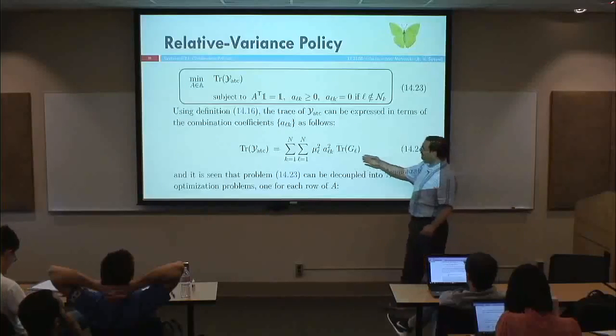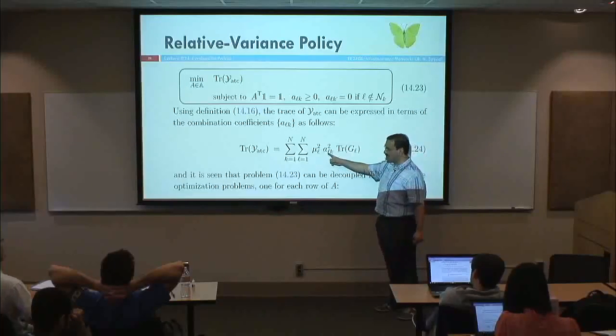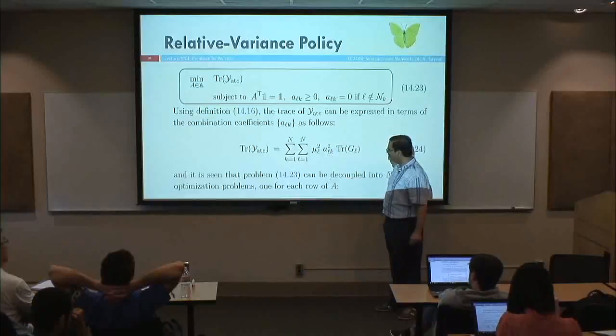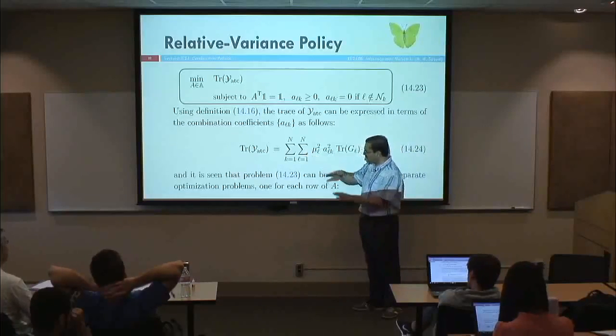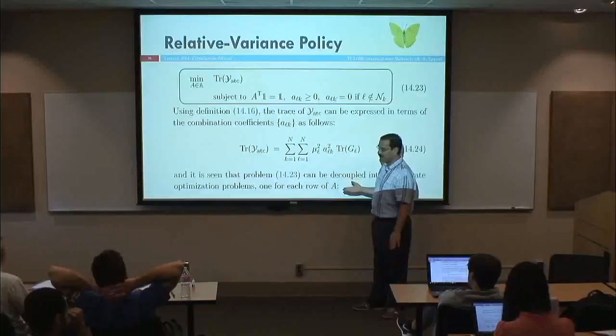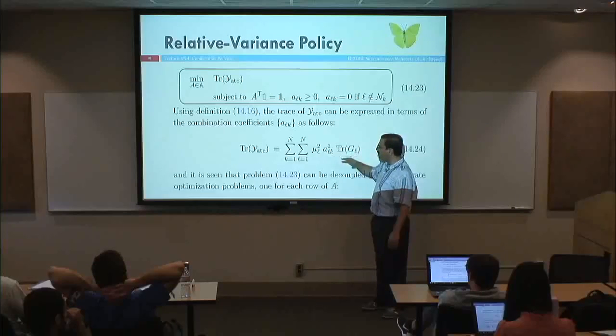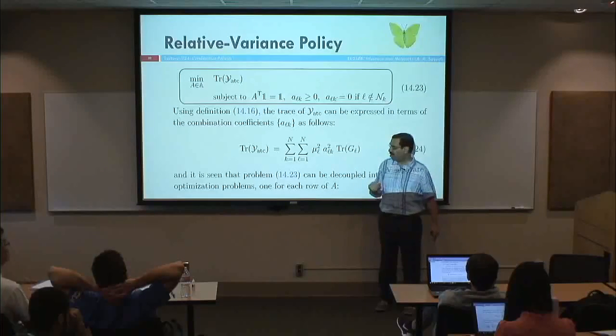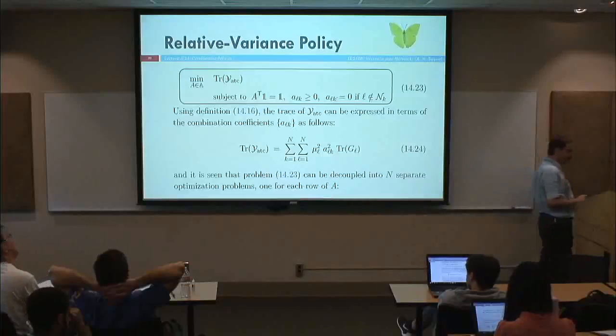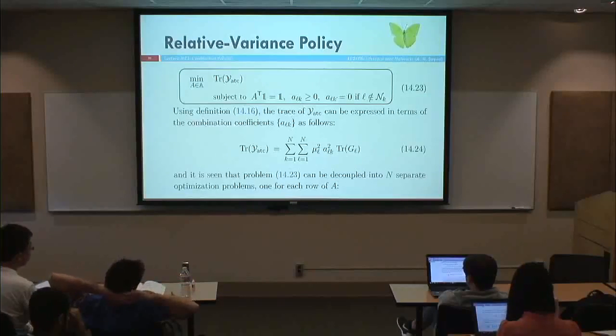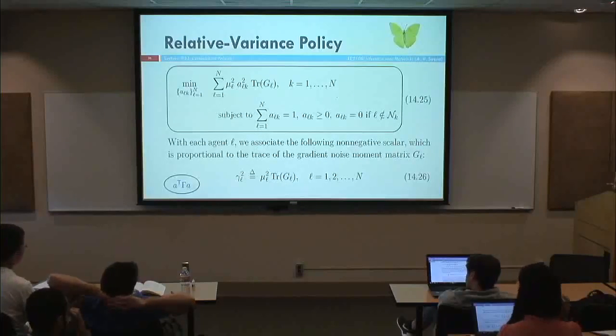I would like to minimize the sum over what? Over the entries of A, okay? So I can split this into n separate optimization problems, one for each row of A, okay? Because they are not coupled. Okay, so here it is.